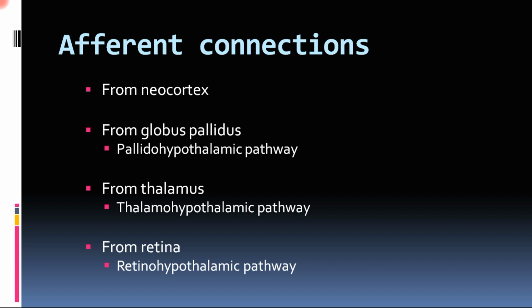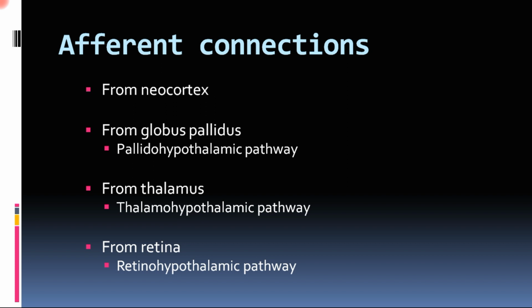Now coming to the afferent connection from the neocortex. There are wide afferent connections from the neocortex in human beings. There are various connections from the globus pallidus, which is part of the basal ganglia, and the pallido-hypothalamic pathway coming from the basal ganglia is one afferent connection.